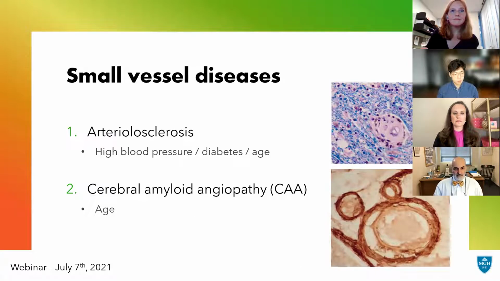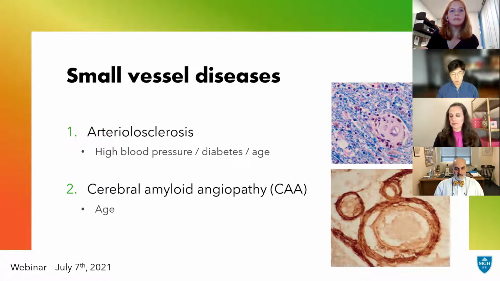Well, the good news is there are really only two kinds of common small vessel diseases of aging. Number one, arteriolosclerosis, which goes by different names, but is kind of hardening of the small blood vessels. It has the risk factors that you think of with hardening of the arteries: high blood pressure, diabetes, and advancing age.